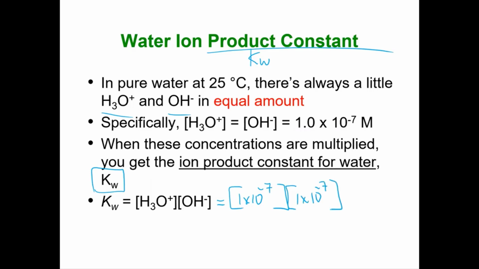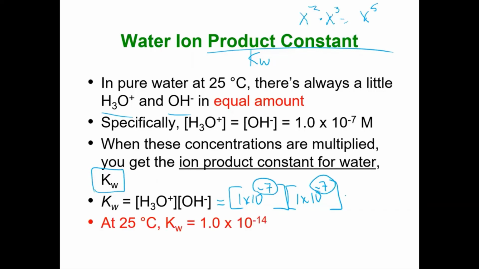And what are the rules of exponents? Like if I had x squared times x cubed. Yes, see, that math is coming back. You add, right? Because 2 plus 3 is 5. Well, what's negative 7 plus negative 7? Negative 14. What do you think Kw is, my friend? It's 1 times 10 to the minus 14. So the hydronium concentration and the hydroxide concentration in water, or aqueous solutions for that matter, at 25 degrees Celsius, when we multiply those, we get 1 times 10 to the minus 14.